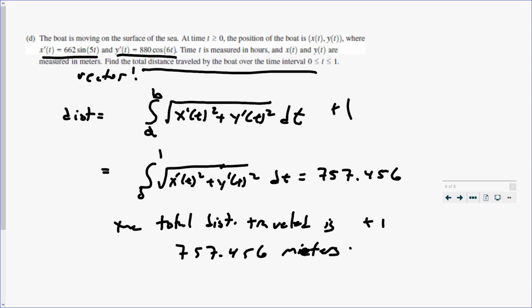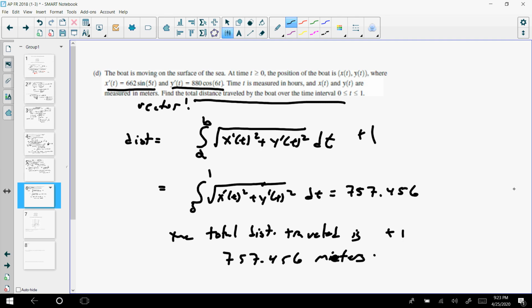All right, so that's question number 2. This is a really good one. Try letter C again. It's a really tough one, but it's a good one to know for the AP exam. All right, enjoy.